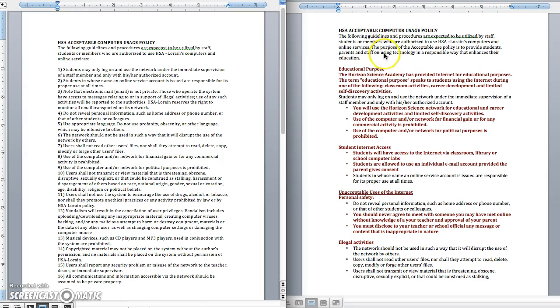Another thing that I also added in the intro, I added the purpose of the acceptable use policy is to provide students, parents, and staff guidance on using technology in a responsible way that enhances their education.